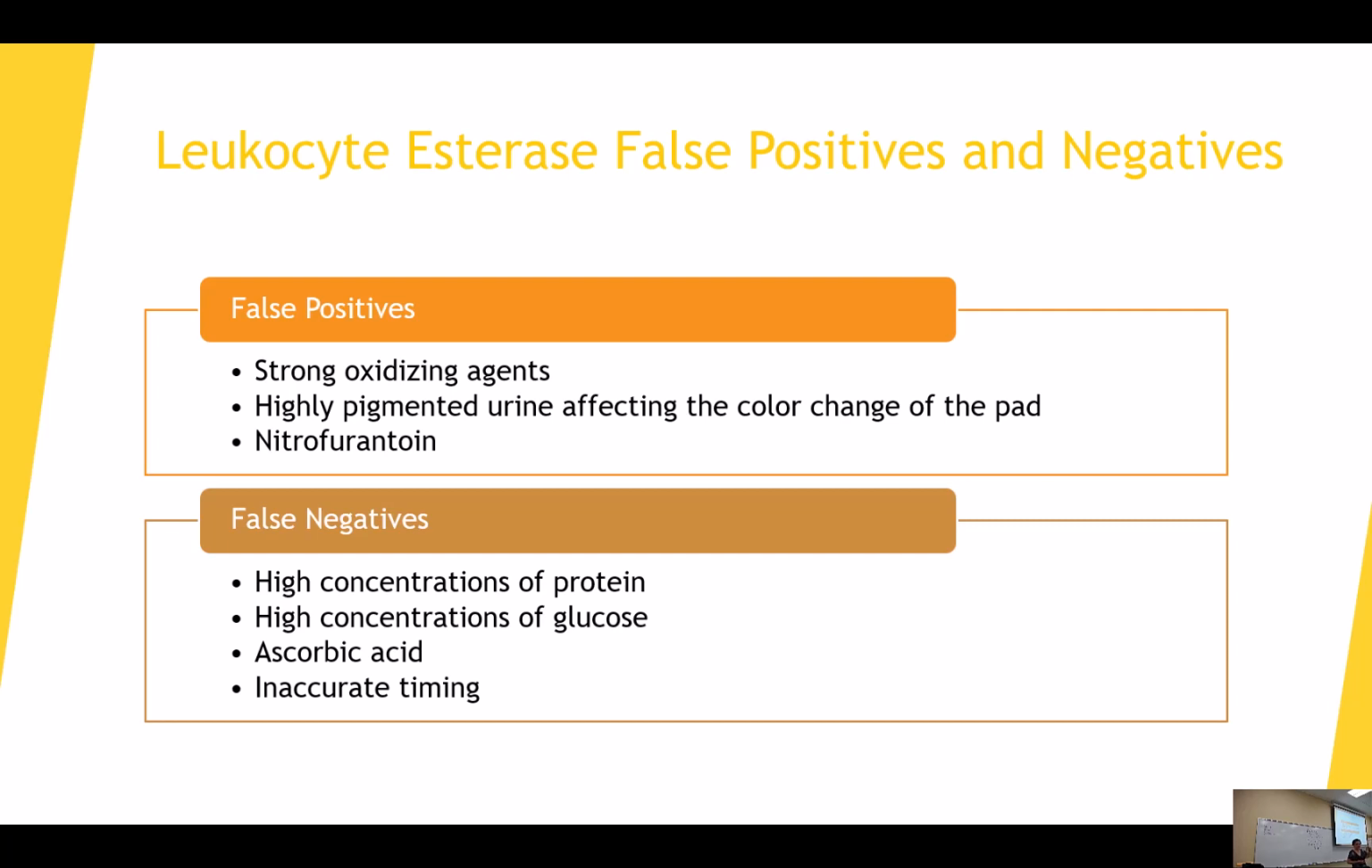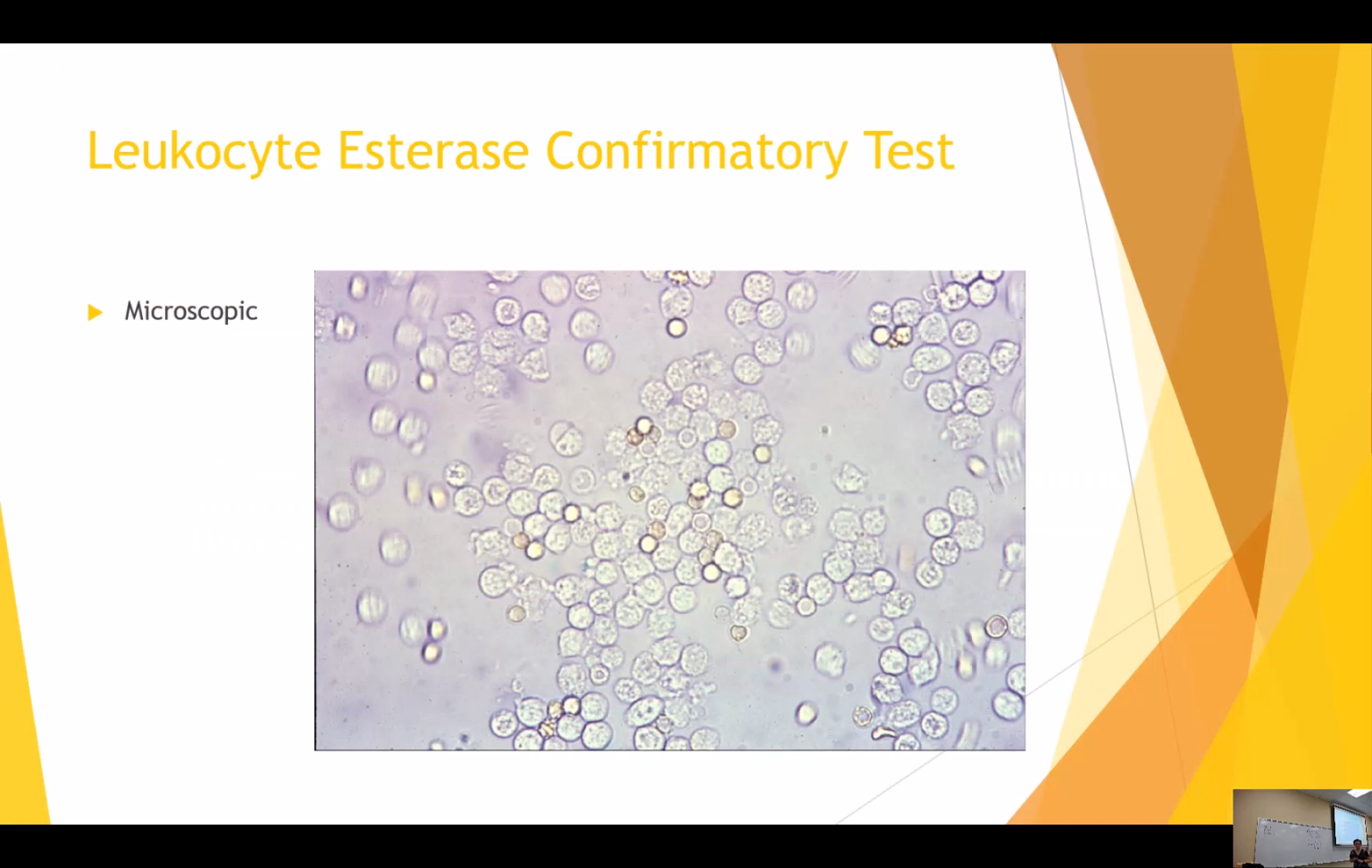And then inaccurate timing. The white cells take 2 full minutes in order to read the pad. If you read it too early, it may not change and you're going to get a false negative. Conversely, if you let it sit for too long, after about 5 minutes just exposed to air, the pad's going to oxidize and it's going to turn positive. So if you have the pad sitting there and 5, 6, 7 minutes later you look over and, oh, it's positive, don't change the answer, because it's really important to have the right timing to know that the answer truly is positive or negative. Our confirmatory test for leukocyte esterase is also going to be a microscopic.